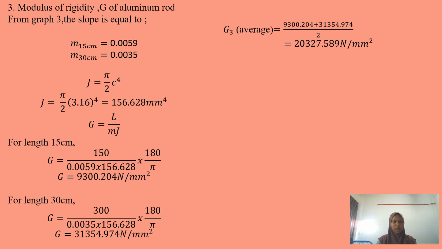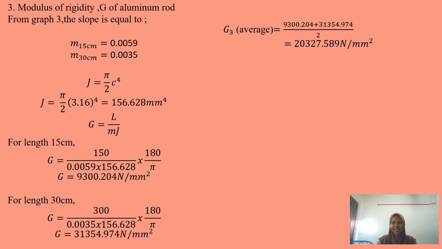And we calculate the modulus of rigidity for 50 centimeter. We get 9300.204, and for the length 30 centimeter we get 31,354.974. And after that, we calculate the average modulus of rigidity for the aluminium rod. We get 20,327.589. That's all from me.